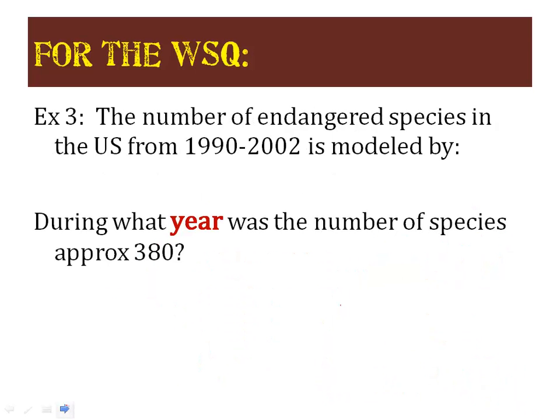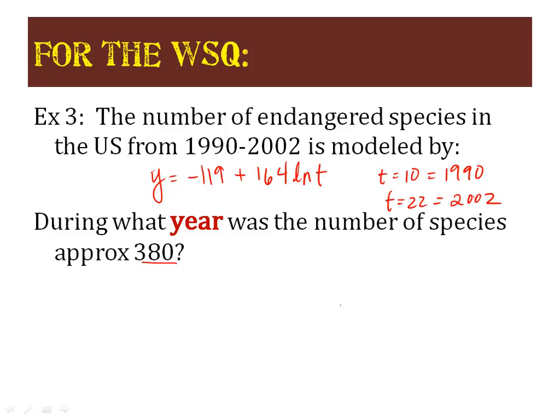Okay, for the WHISK, you try one of these endangered species problems. Again, I'm asking what year was the number of species approximately 380. Here's the equation: y equals negative 119 plus 164 natural log of t. Remember, if t was 10, that was 1990. If t was 22, that was 2002. Make sure your answer is a year. That's what I'm looking for in the WHISK, what was the year. All right, good luck and see you in class.